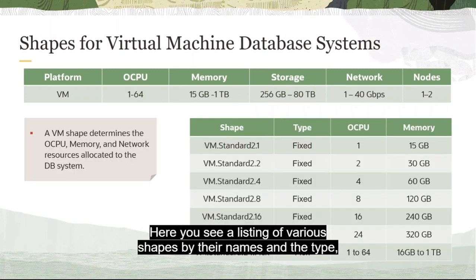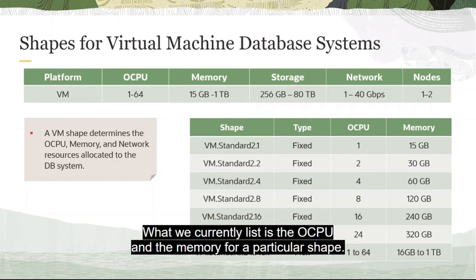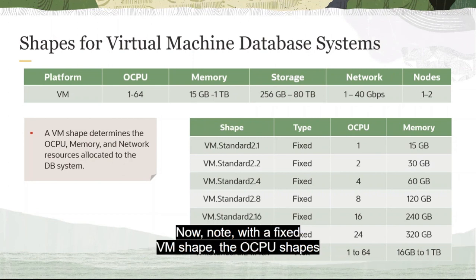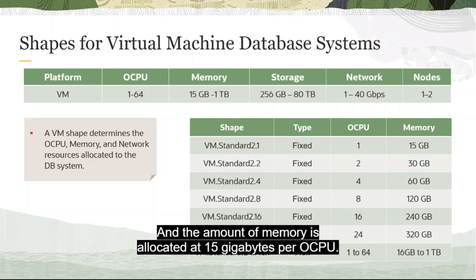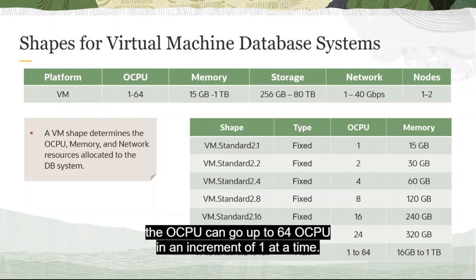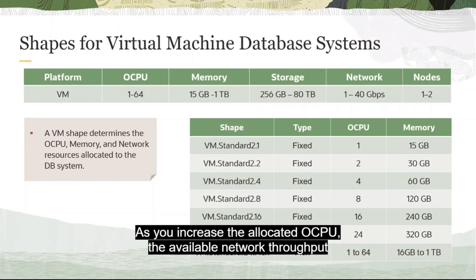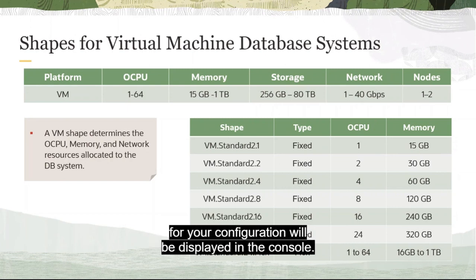Here you see a listing of various shapes by their names and the type, be it a fixed or flex configuration, and the boundary of the resources for that shape. What we currently list is the OCPU and the memory for a particular shape. Now note, with a fixed VM shape, the OCPU shapes are available from a value of 1 to 24 OCPUs, and the amount of memory is allocated at 15 gigabytes per OCPU. Whereas for a flex VM shape, think of your AMD, the OCPU can go up to 64 OCPUs in increments of 1 at a time, and the memory allocated per OCPU is 16 gigabytes. As you increase the allocated OCPUs, the available network throughput for your configuration will be displayed in the console.